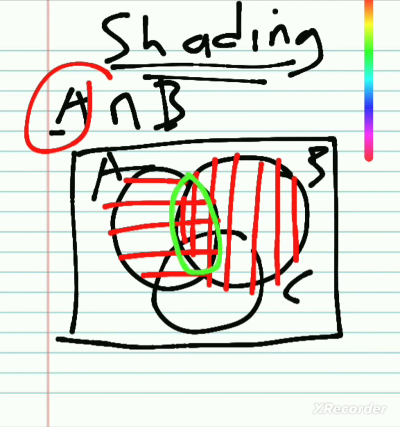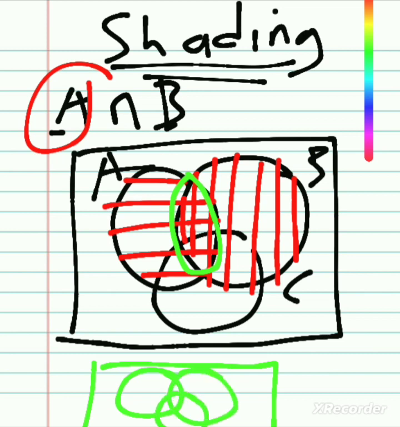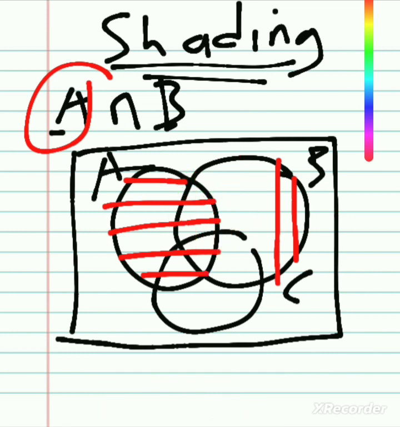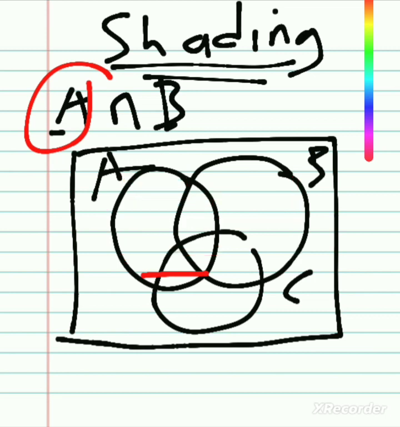So where there are two types of lines, that's where your answer is. Once you identify your answer, you go on the answer sheet and shade there. In this case, if it's like this, you shade here, because that's where the two types of lines are, the ones that go left to right and the ones that go bottom to top. So that's the technique that works for intersect.